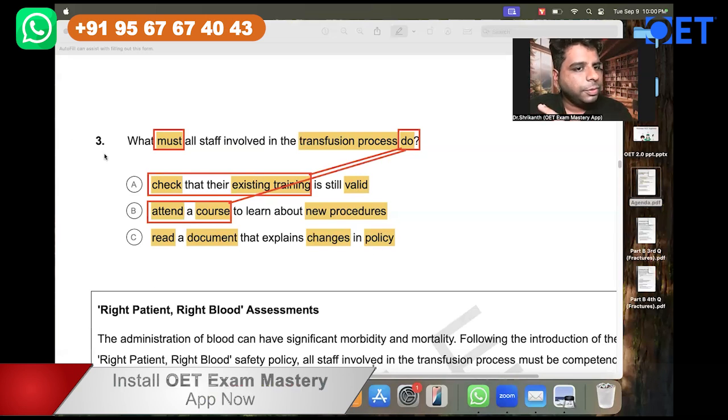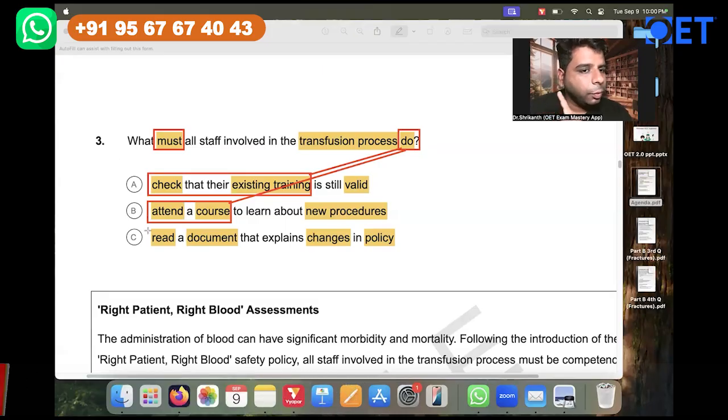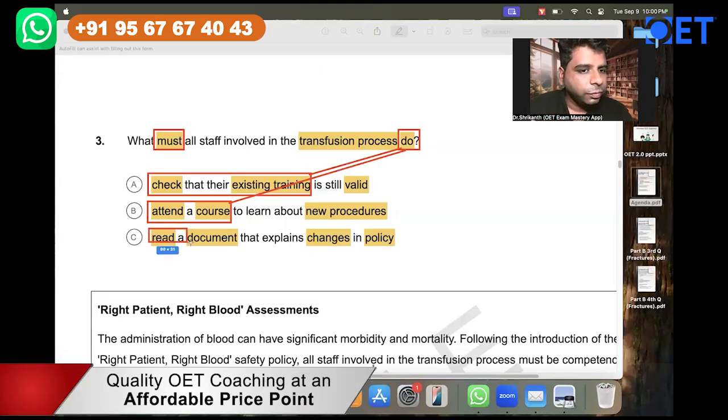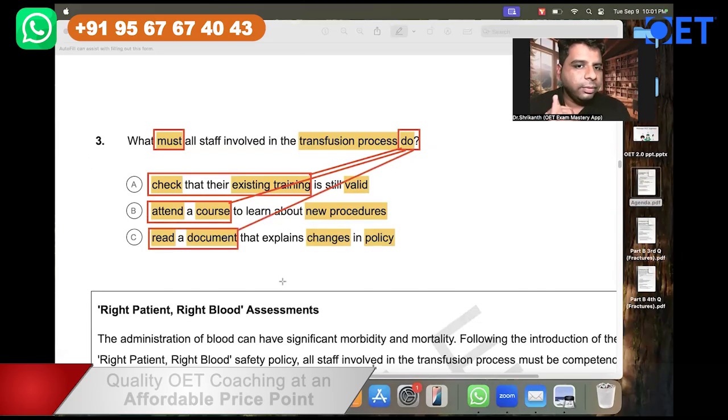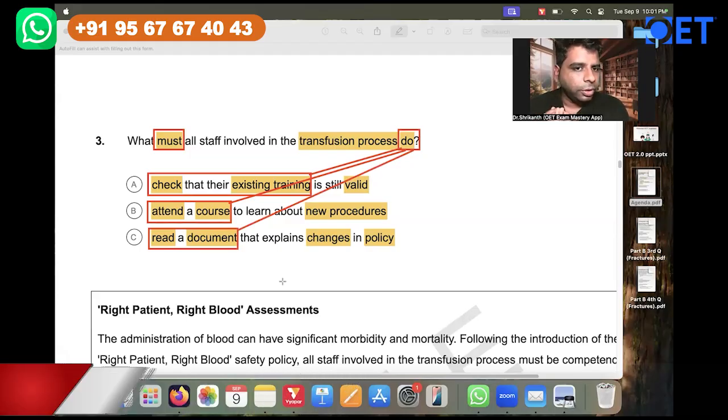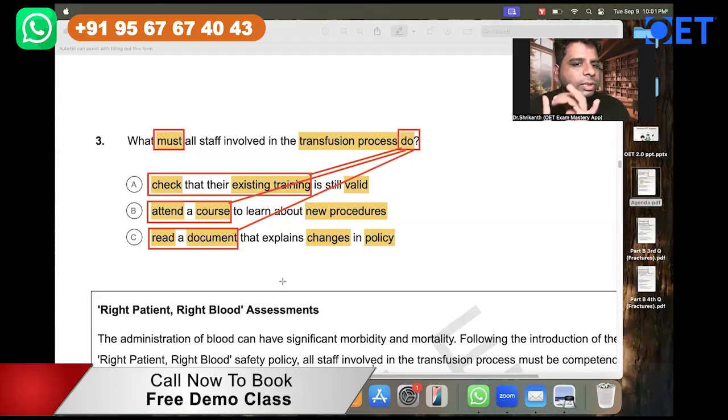Now, what is answer option C? They have to read one document. So what is the action over here? Read one document. And this document is all about changes in policies. Now you see over here: check whether the validity has not yet expired, attend a course, read a document.